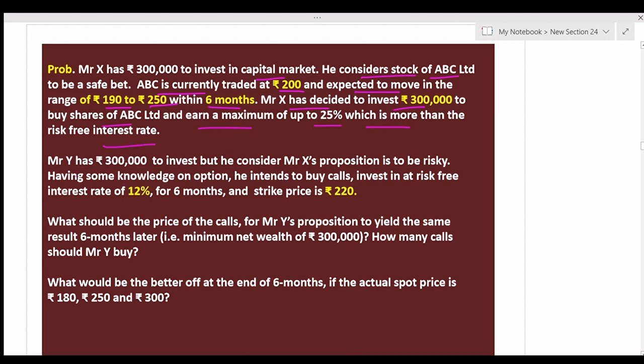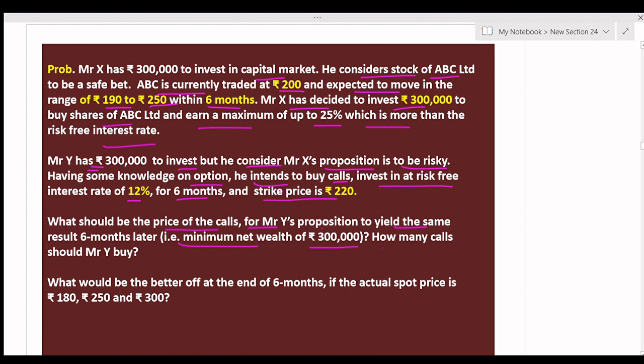Mr. Y has rupees 3 lakhs to invest, but he considered Mr. X's proposition to be risky. Having some knowledge on option, he intends to buy calls, invest at the risk-free interest rate of 12% for 6 months, and the strike price is rupees 220. What should be the price of the calls for Mr. Y's proposition to yield the same 6-month results later, that is minimum net wealth of rupees 3 lakhs?